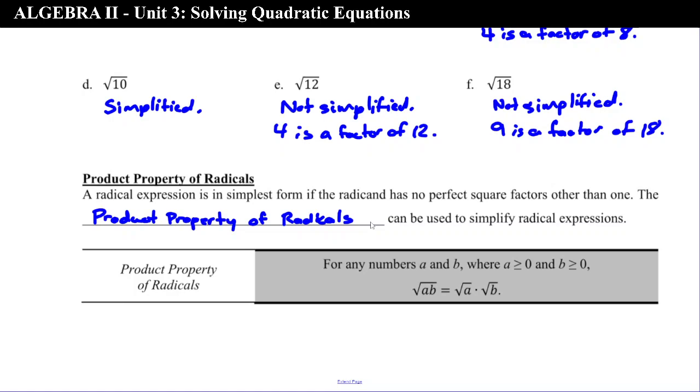Another thing I want to bring up here is it says a has to be greater than or equal to 0 and b has to be greater than or equal to 0. Why can we not have a negative number under the square root? I'll let you think about that for a second.